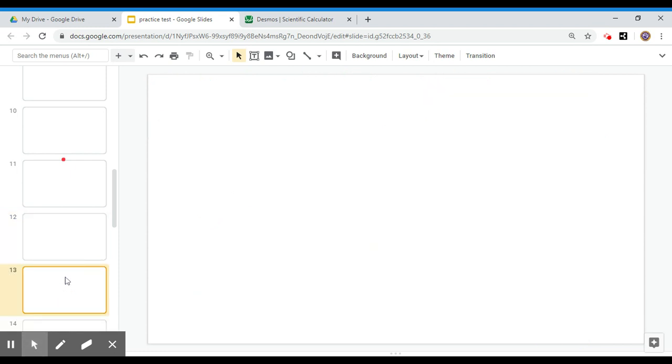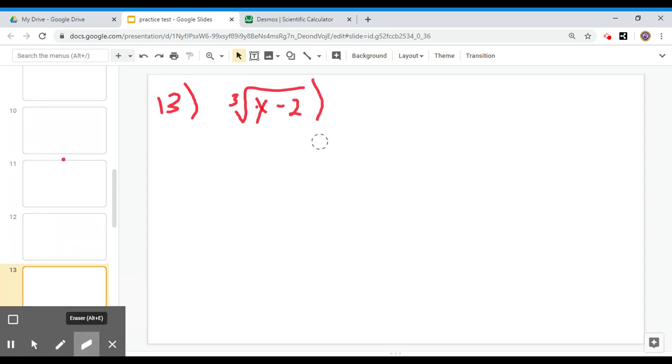All right, next batch of questions. We are solving equations with radicals and rational exponents. So for 13, we've got the cube root of y minus 2 equals 5.